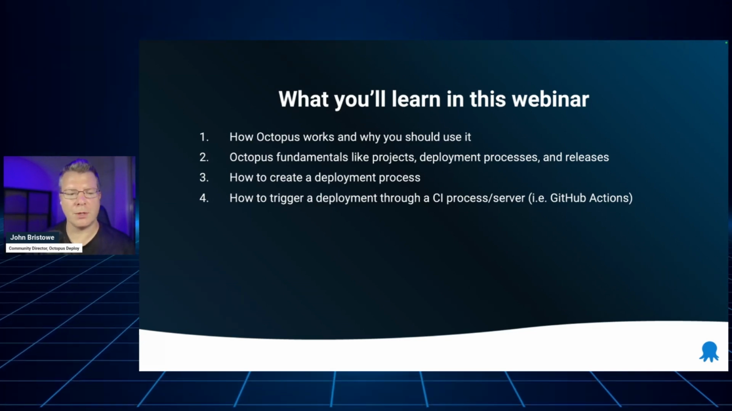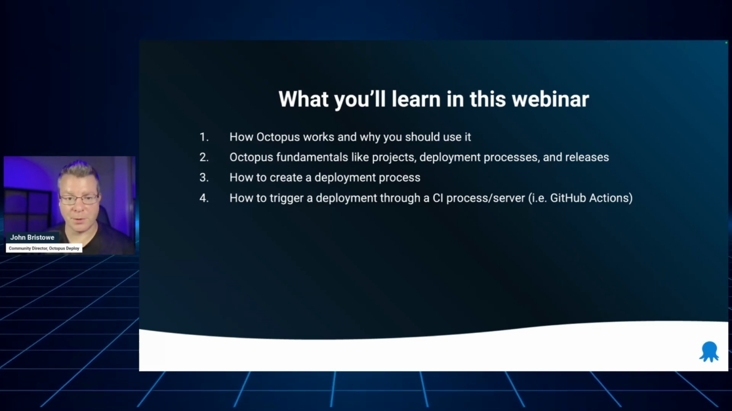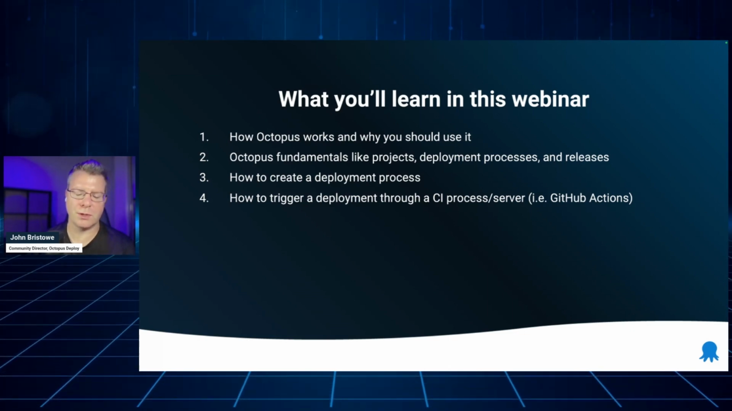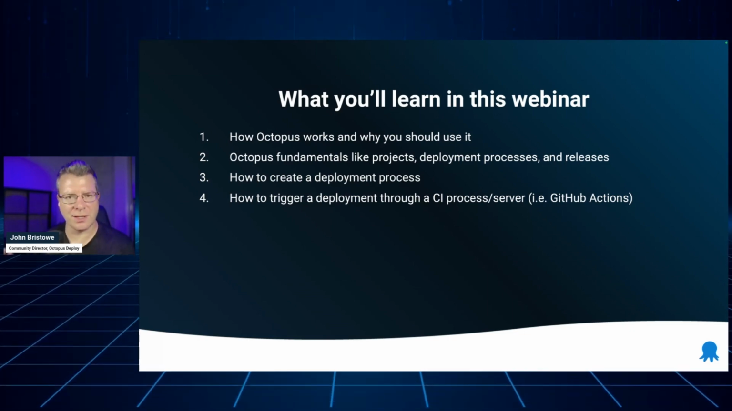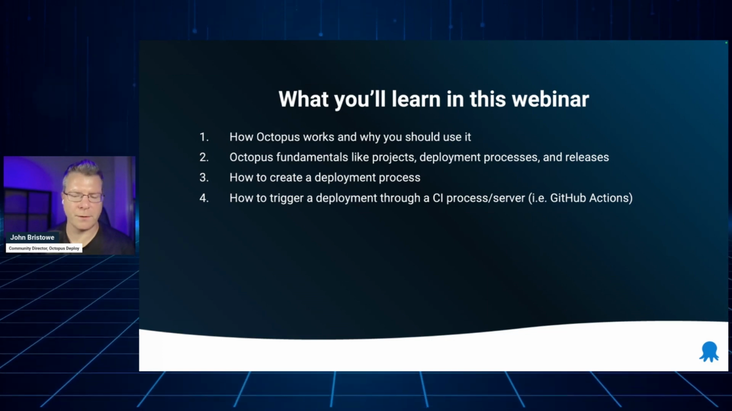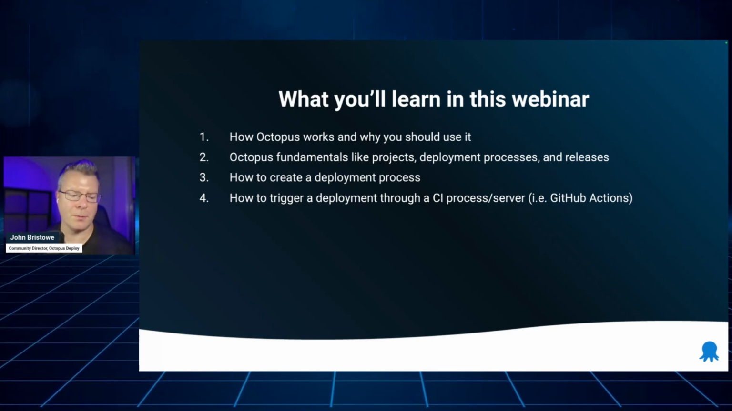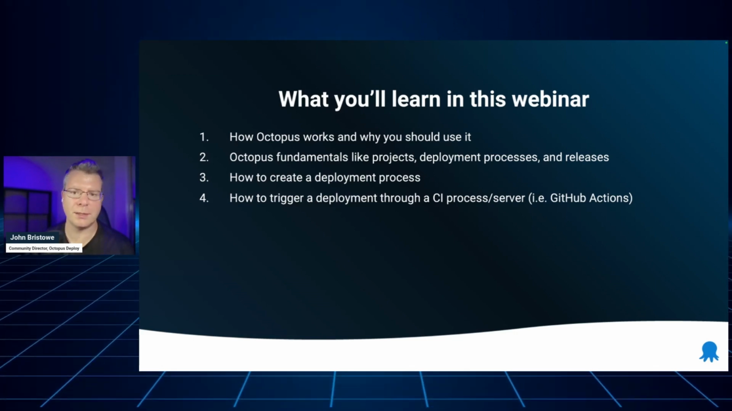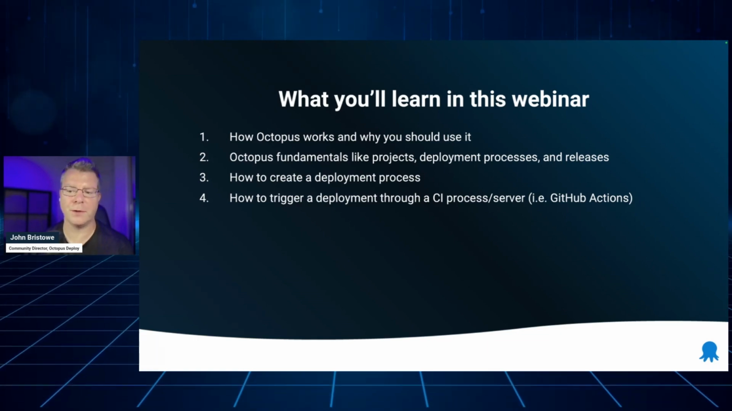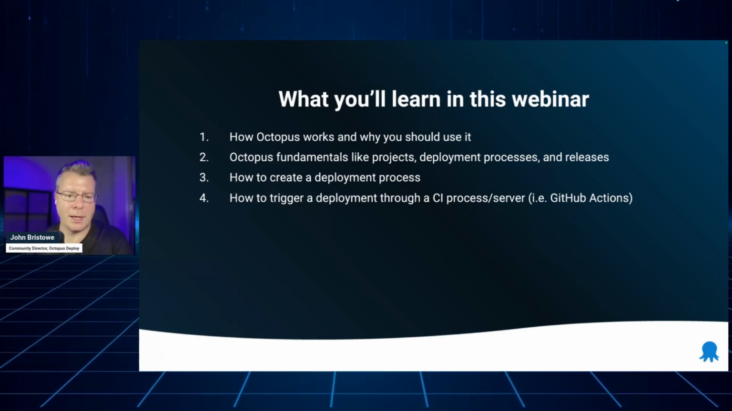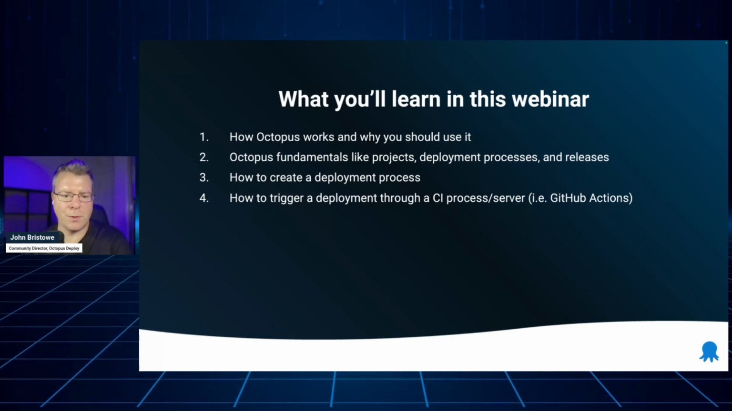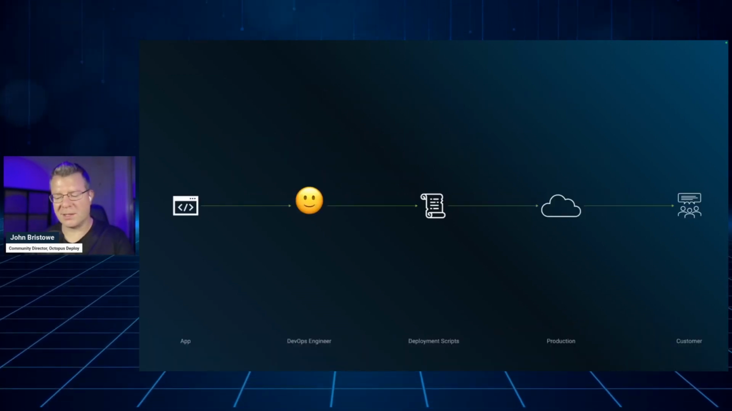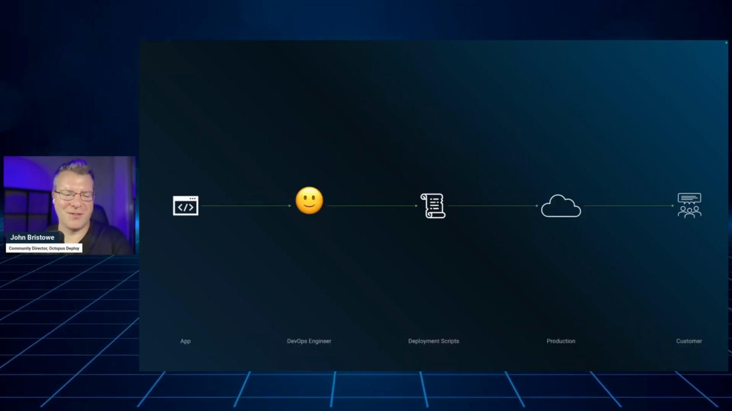We'll then go into a demo showing how to create a deployment process from scratch, and then we'll show you how you can actually trigger those deployment processes through a CI process, a CI or continuous integration process or server. There are many out there. One example might be GitHub Actions, for example. There are many others, Azure Pipelines, TeamCity. These and other types of technologies or products are available for you to kickstart your pipelines. And so we'll show you how to do that as part of this webinar. So this is going to explain the why around Octopus Deploy.